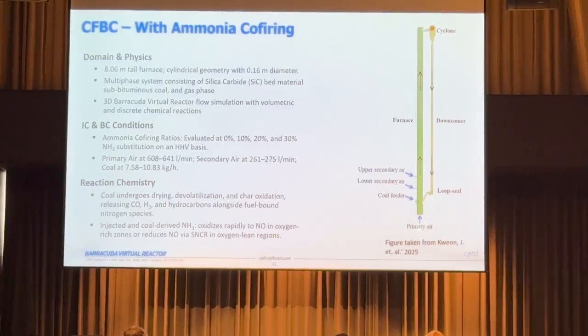The key thing that they're looking at is, they have a primary air injector, a cold feeder. They also have a couple of secondary air injection points down here. Some of the details of the domain and so on are given. This slide deck will be made available so you can look at them. The key thing I want to point out is what they're doing is they're actually looking at different ammonia co-firing ratios, going from 0 to about 30%.